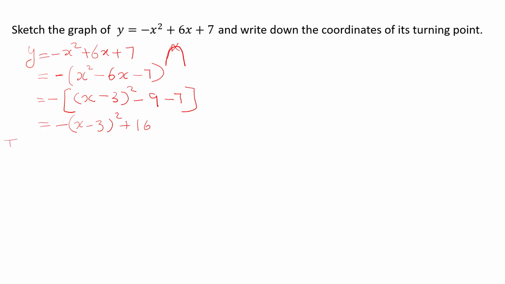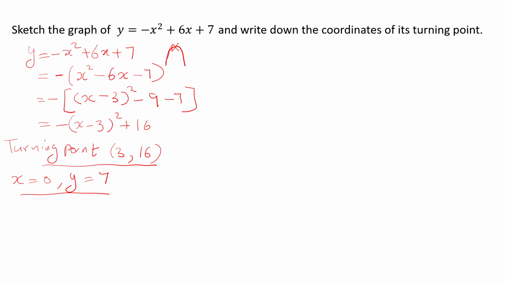Now the turning point. The turning point is at the minimum value of this bracket, which is 0. So the x value is 3 and the y value is 16. This is one point. Next, we need to find the coordinates of where the graph cuts the y-axis. So when x equals 0, find the y value. When x equals 0, y equals 7. This is another one.